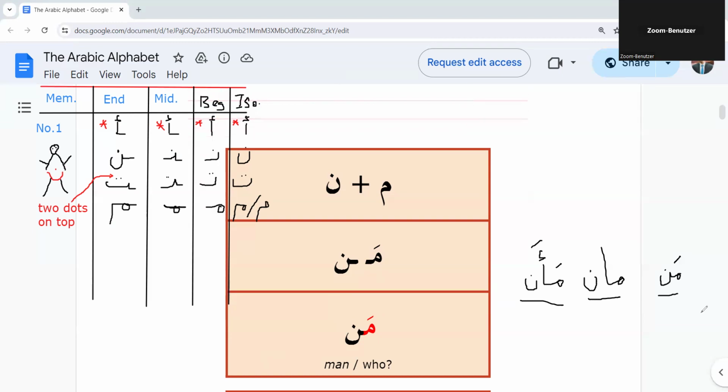Is it a long vowel or a short vowel? Short. Short, yeah. So what about this word? How many letters are in this word? Ma, A, and N. Yeah. So how do you pronounce it? Man. Yes. M, A, N. Man. Yes. So what is this letter in the middle?